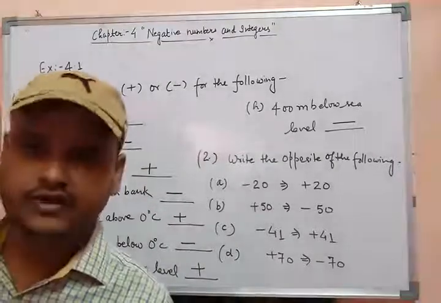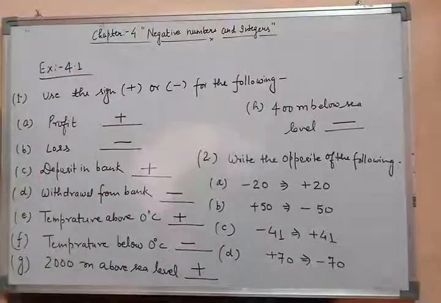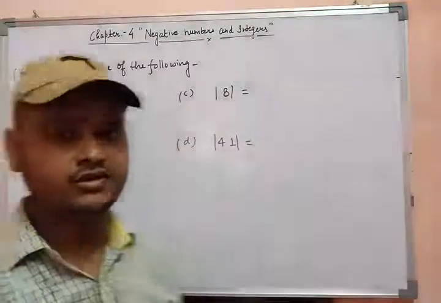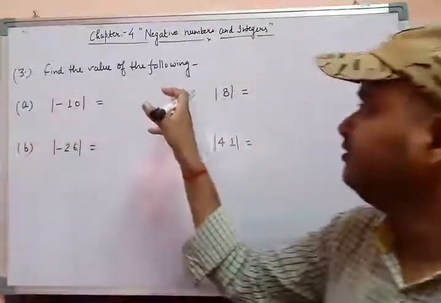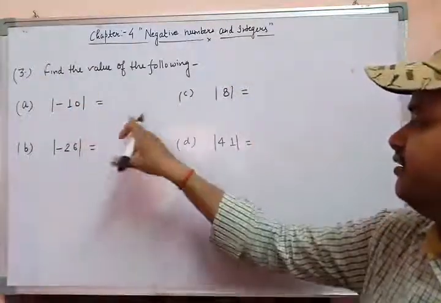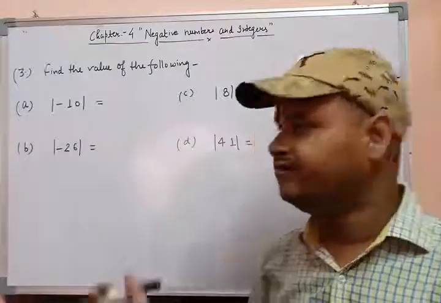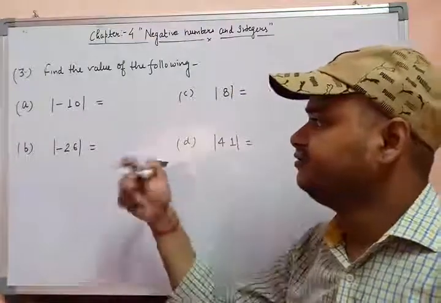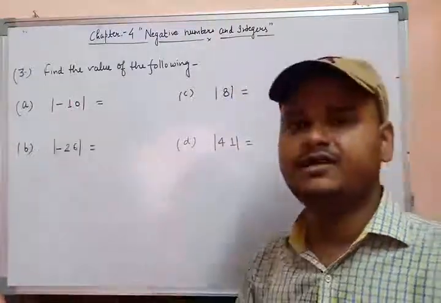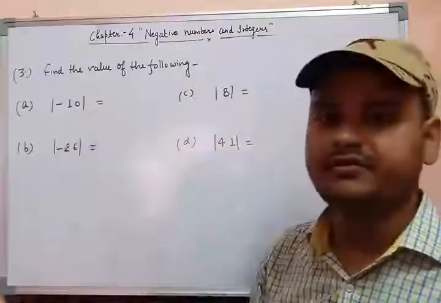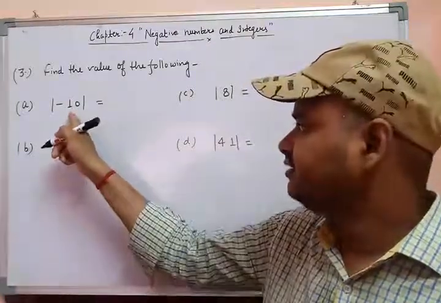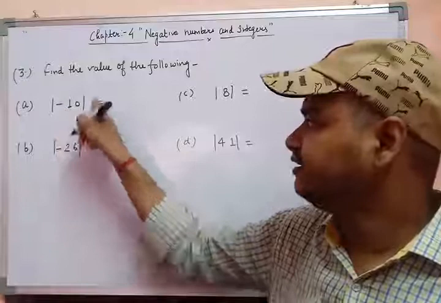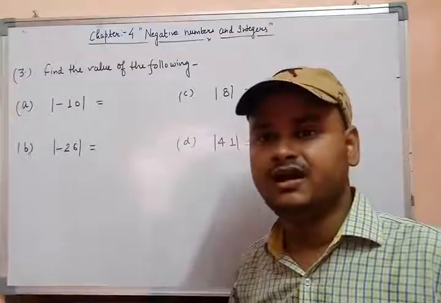So before moving on to the next question, pause the video to note it down in your copy or take a screenshot. Now students, we are moving on to the next question. Question number 3 is find the value of the following. It means you have to find the absolute value. I have discussed absolute value in the previous segment, that when any negative or positive number is written between these two lines, you have to find that absolute value.